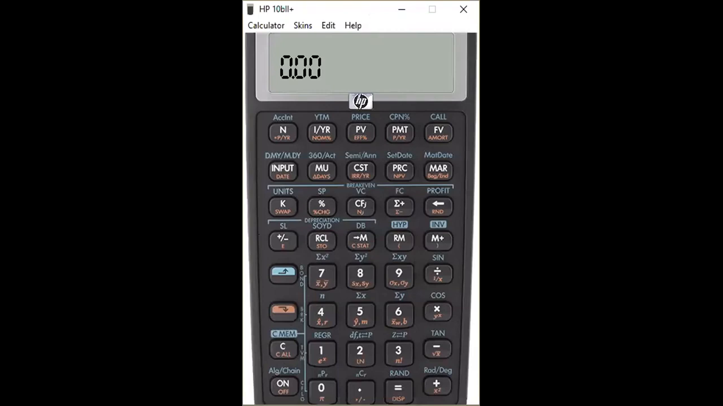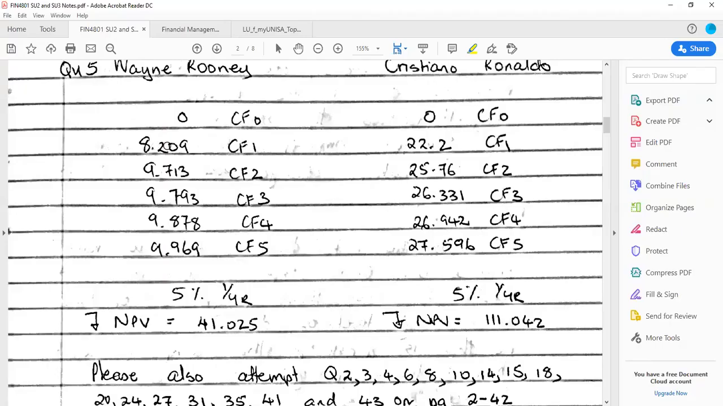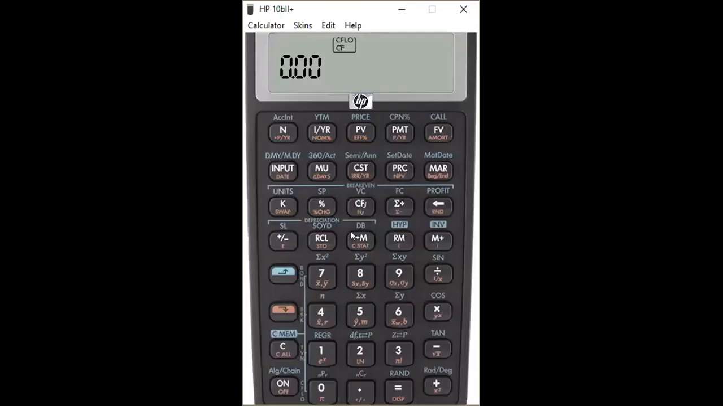So what I'm more concerned with is showing you how the financial calculator works, not how to construct those problems. Okay, so you were supposed to clear the calculator first, right? And then we put in 0 for the first cash flow. In years at time 0, it's always 0. And then you'll see we've got 8.209, 9.713. So we input each of those cash flows into our calculator.